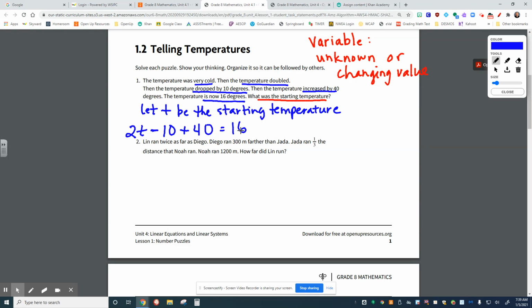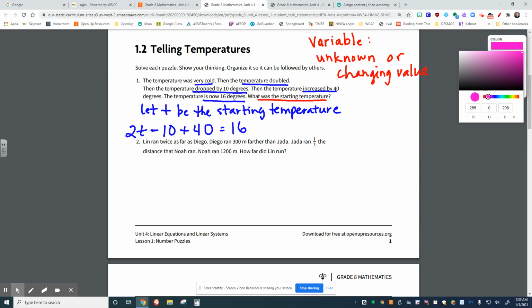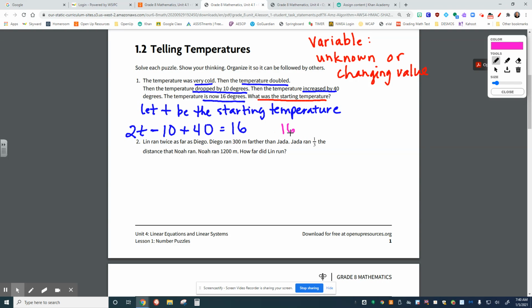In order to get T all by itself, we need to consider what we have to do to undo what was done from the 16 degrees. So I could just simply work backwards with this. If we're now at 16 degrees, rather than adding 40 degrees, I need to work backwards, take away that 40 degrees. And then the opposite of dropping 10 degrees would be plus 10 degrees. But then I have to think about this. If I doubled it, then that means that I doubled my temperature. I would have to take all of this and multiply it by 1/2 to give me the beginning temperature.